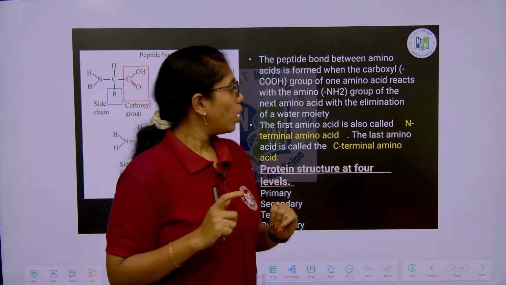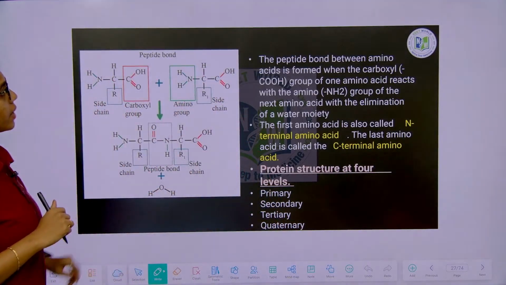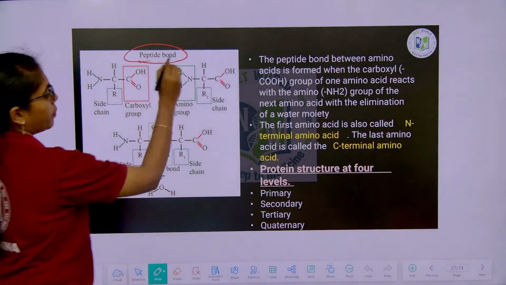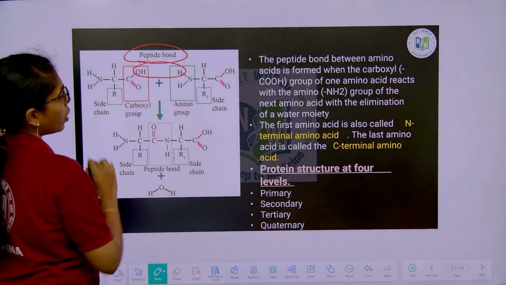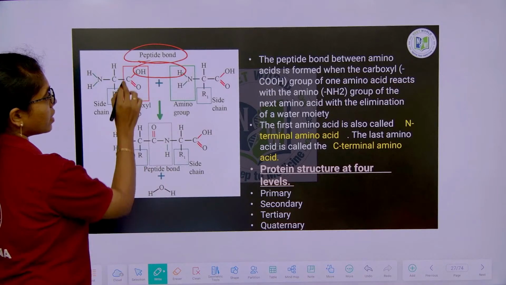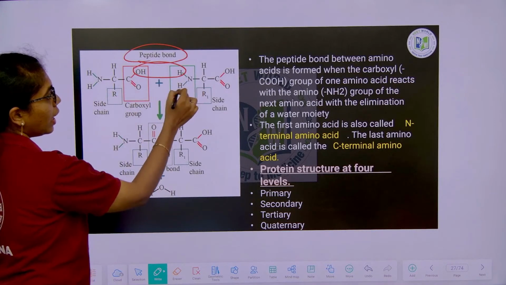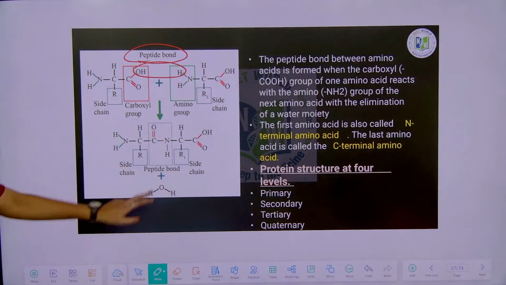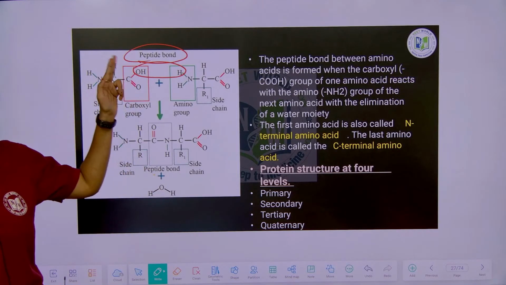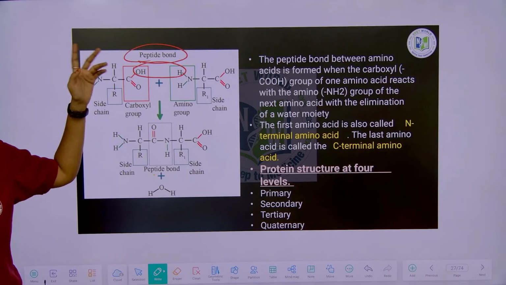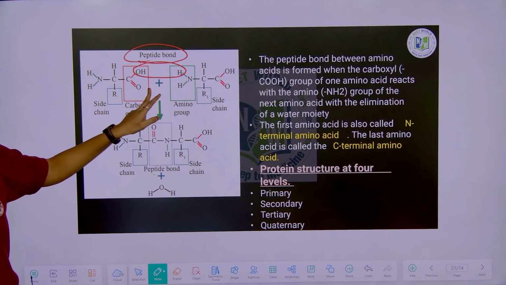Two amino acids are connected by what bond? Peptide bond. The same story is happening here. A water molecule will be removed and this is how they are connected. C double bond O is connected with NH and this forms a peptide bond. Like in the N-glycosidic bond, you are losing one water molecule, right? The same is the case here.